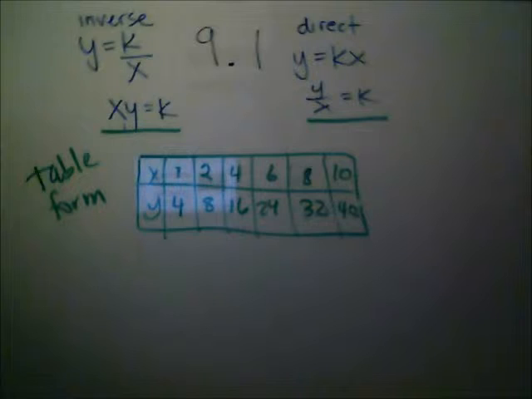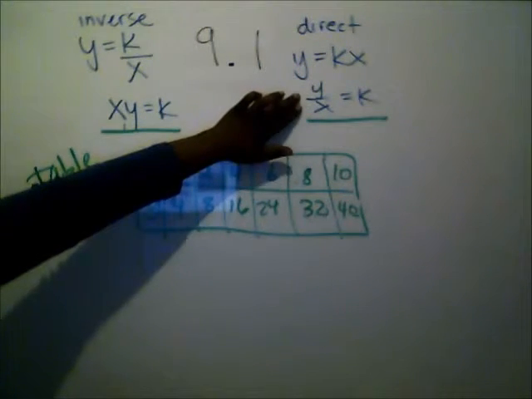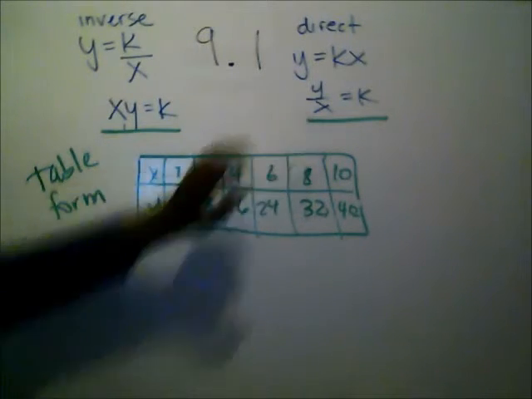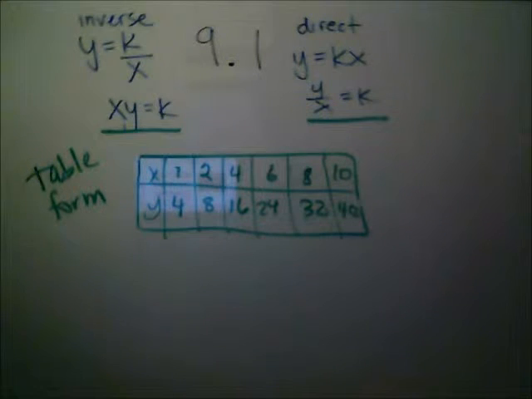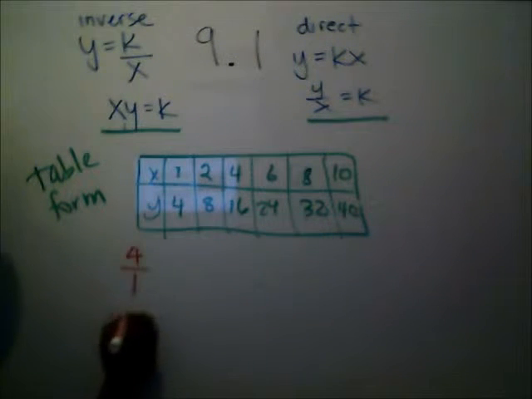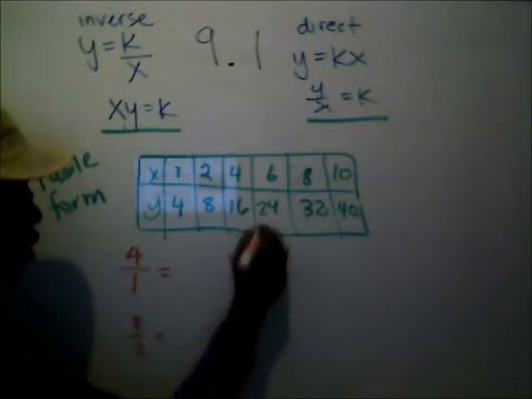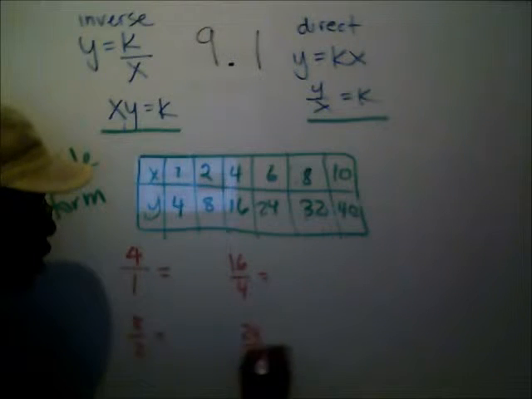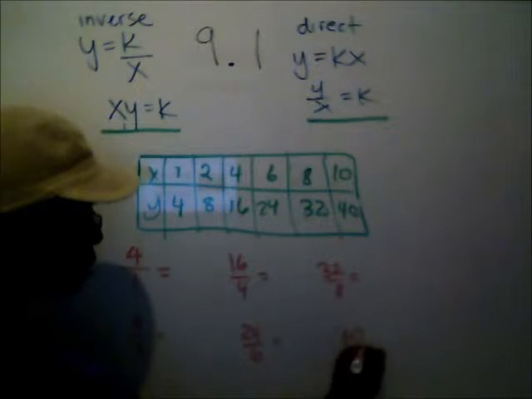So let's test it to see if it's directly related. So for direct relationship, it's almost like the slope. We're doing y divided by x. So we're trying to see if when we do y divided by x, do we get the same number each time? So I'm going to set up those points. So we would want to see, okay, when we do 4 divided by 1, so y divided by x, and we do 8 divided by 2, so y divided by x, 16 divided by 4, 24 divided by 6, 32 divided by 8, and 40 divided by 10.